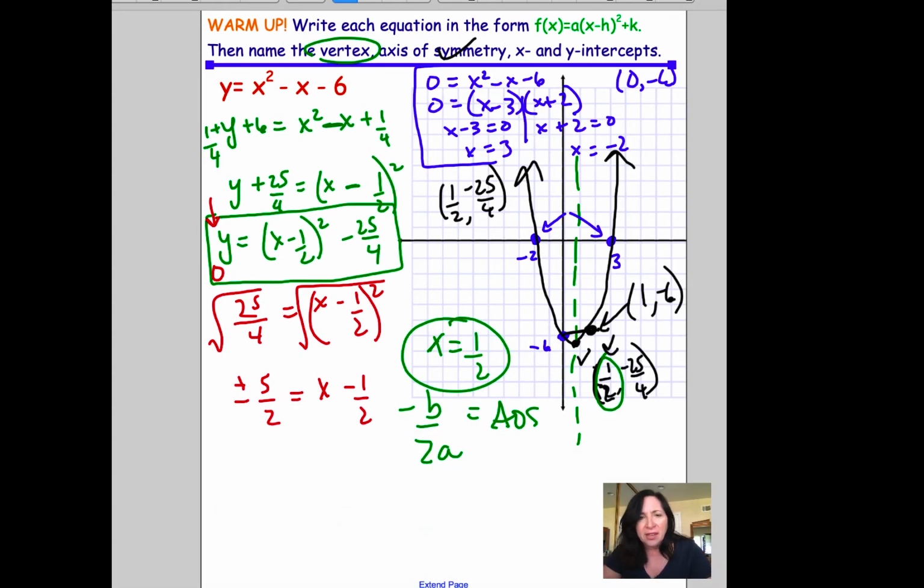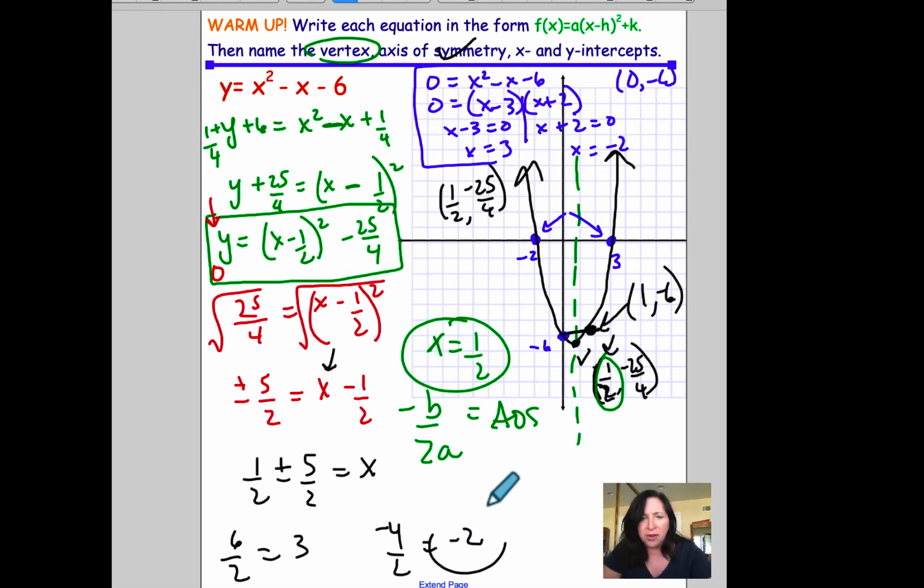And what that means is this. Let me use a different color. I'm going to isolate the x, so I'm going to move the negative 1/2 over. I get x is equal to 1/2 plus or minus 5/2. So 1/2 plus 5/2 is 6/2, which is 3. And 1/2 minus 5/2 is negative 4/2, which is negative 2. So if you can see negative 2 and 3, you write it like this: x equals solution set, negative 2, comma 3. Those are my x-intercepts, check.